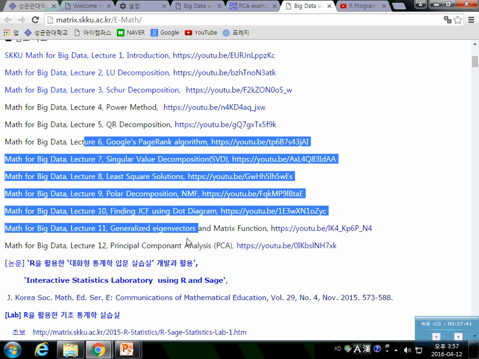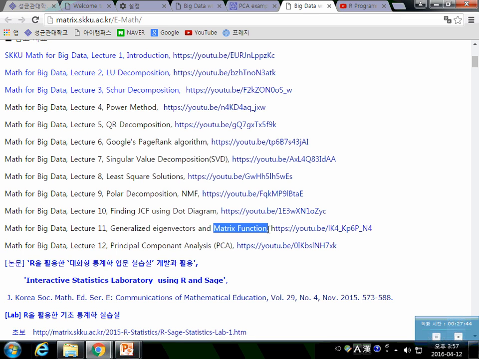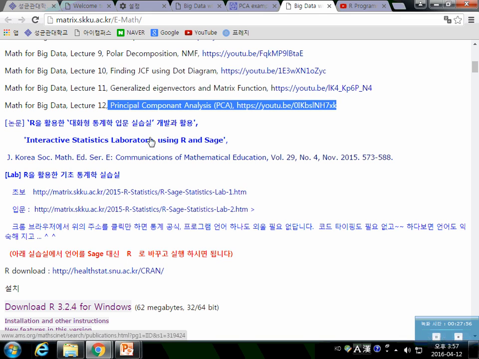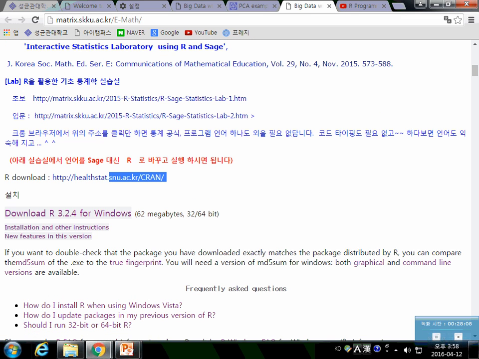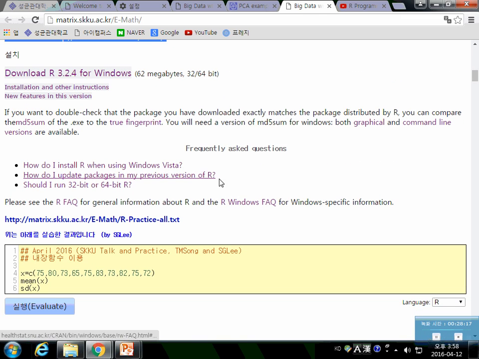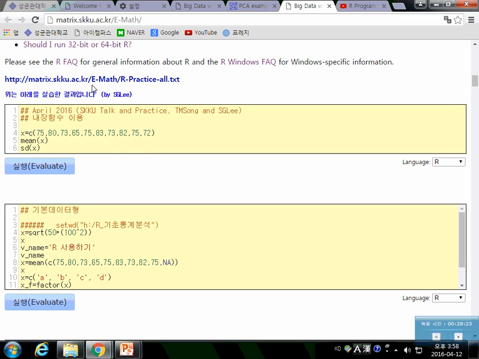And with that knowledge, we were able to define matrix functions by using the Jordan canonical form. And we covered the first and second parts of principal component analysis. An interactive statistics lab using R and SageMath can be found at this web address. And there is a lab for math statistics that some of you already practiced. And the R program can be downloaded from here and installed on any of your PCs or laptops. And there are frequently asked questions that you can use.